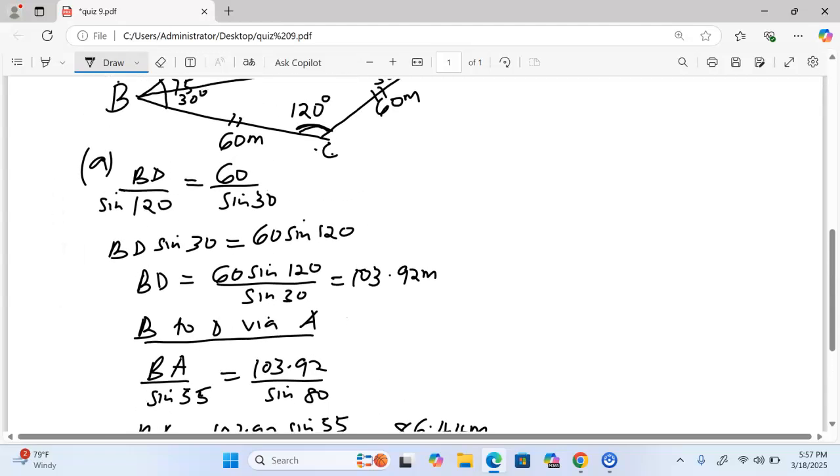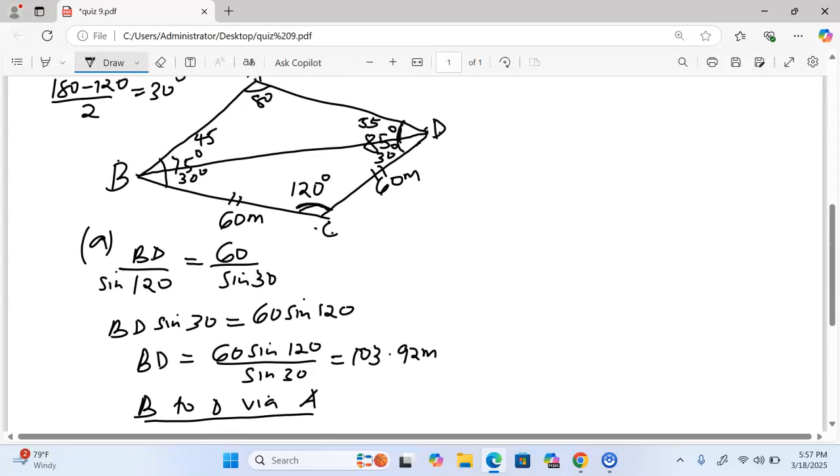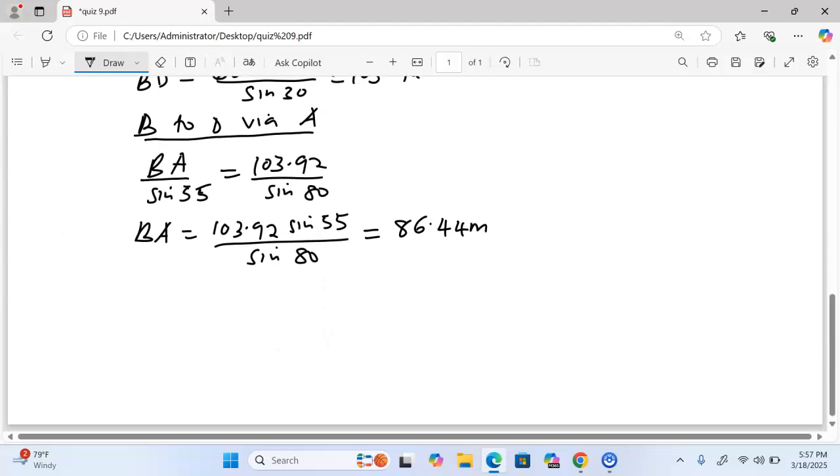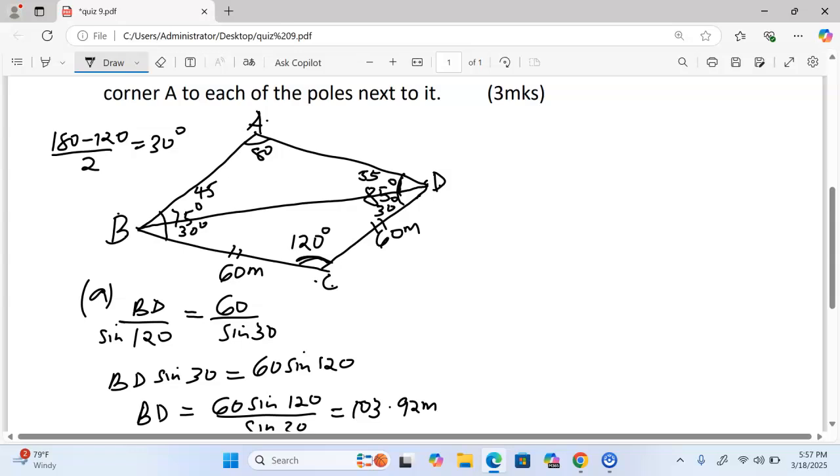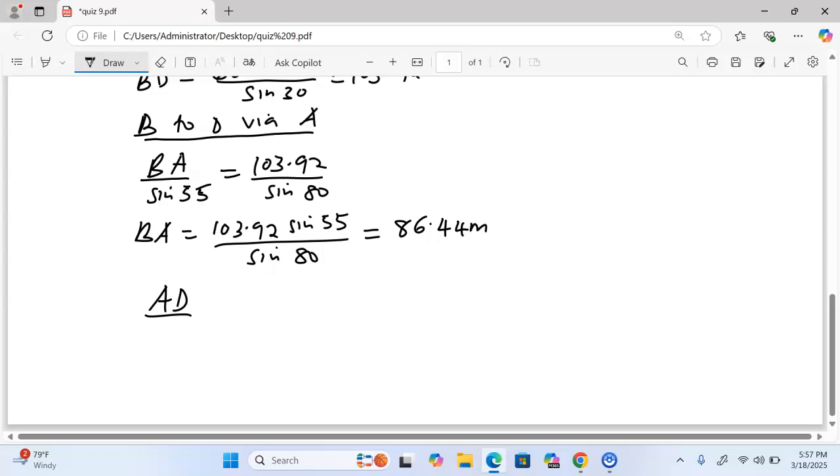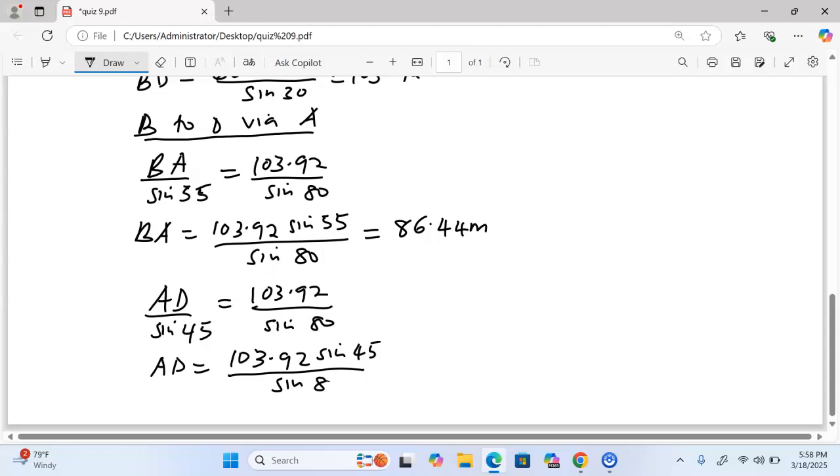Once we have our BA, we can still move down and work on the length AD. So if we take AD, divide by the sine of the angle that corresponds with AD, which is the angle 45. This one is also going to give us 103.92, which is a common point, divided by the sine of angle 80. You cross multiply, AD is going to give us 103.92 sine of angle 45 divided by the sine of angle 80, and again this one gives us 74.62 meters.